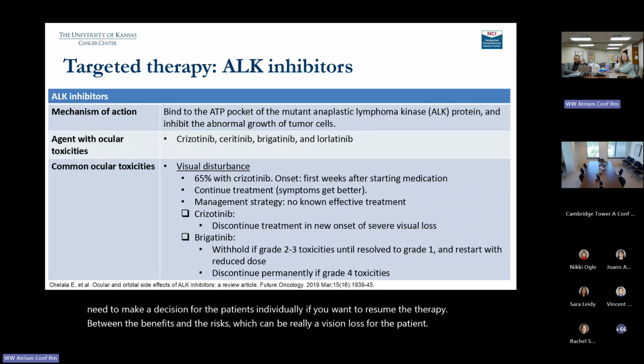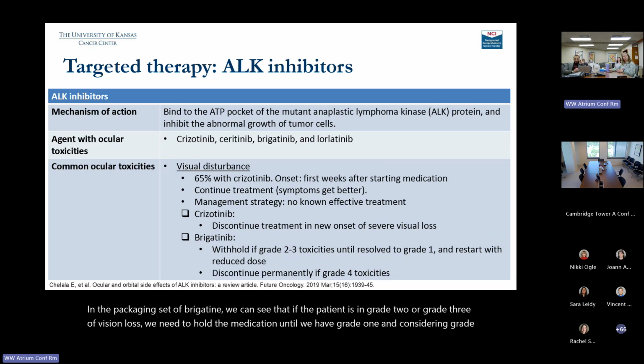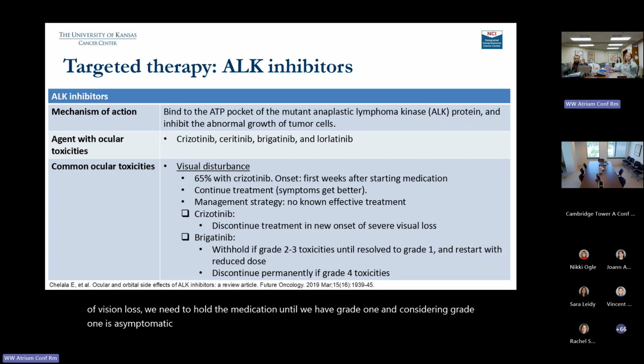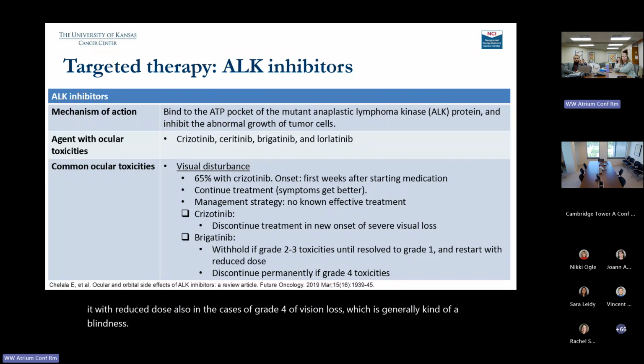In the package insert of brigatinib, we can see that if the patient has grade 2 or grade 3 vision loss, we need to hold the medication until we have grade 1, considering grade 1 is asymptomatic. And if we want to restart the medication, we need to do it with a reduced dose. Also, in the case of grade 4 vision loss, which is generally kind of blindness, we need to permanently discontinue the medication.